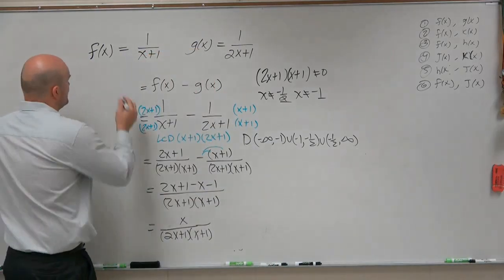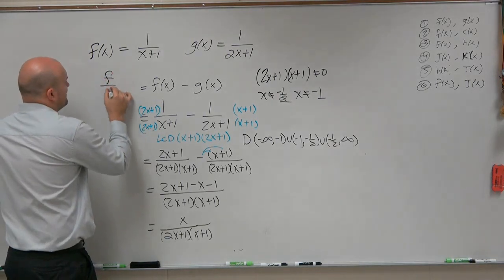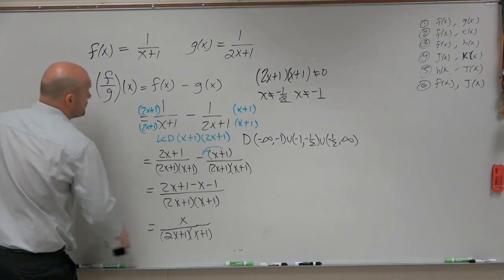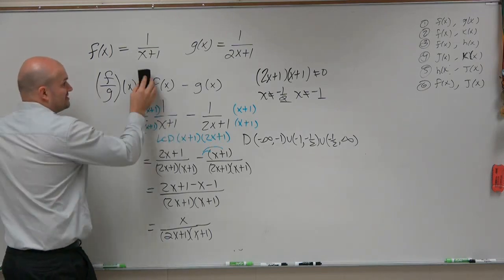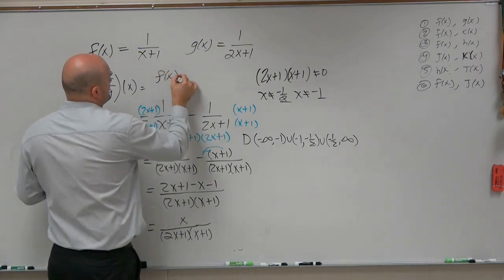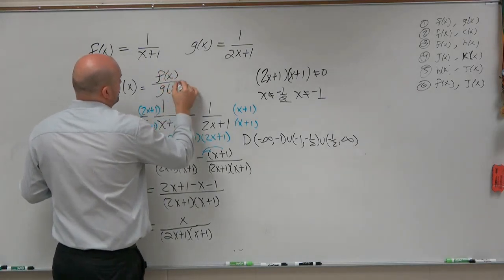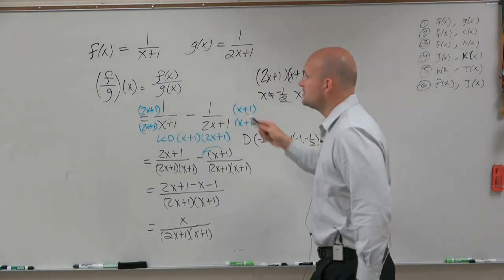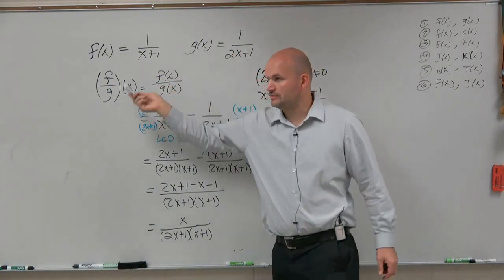Let's look at f divided by g of x. Now, when we're looking at f divided by g of x, that's going to look something like this: f of x divided by g of x. You guys can see either notation. That's why I want you to be comfortable with either notation. Are we good with this work?